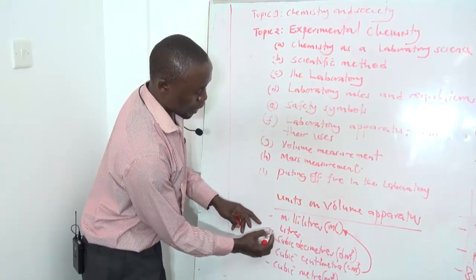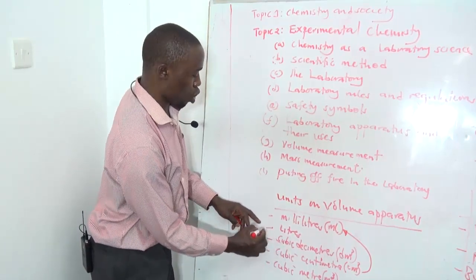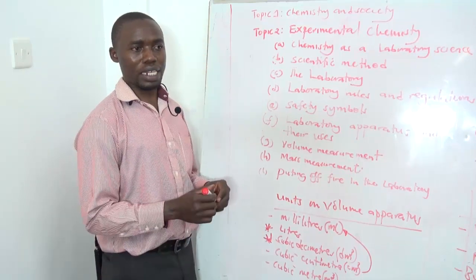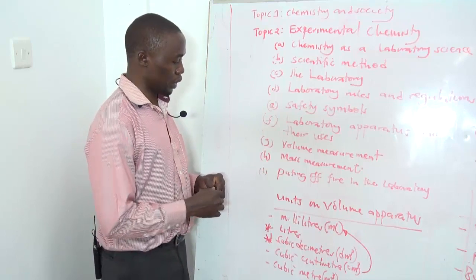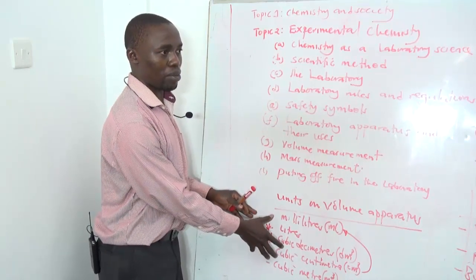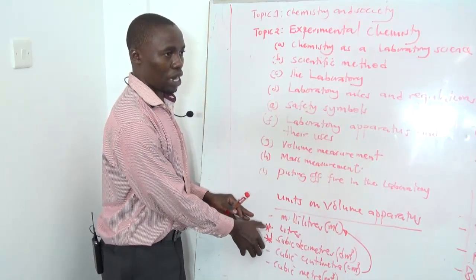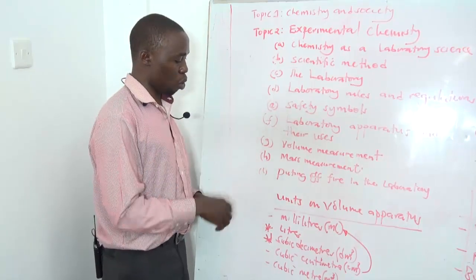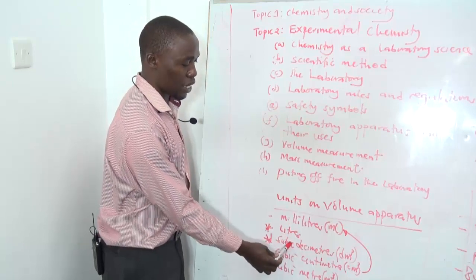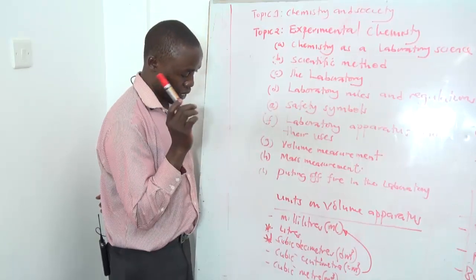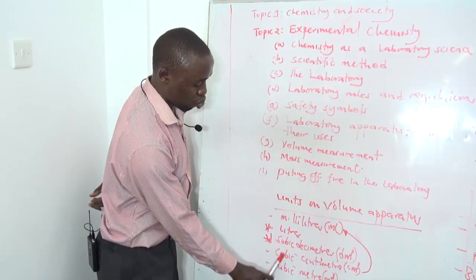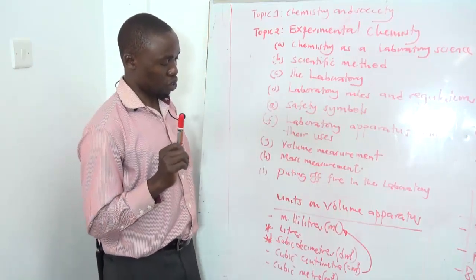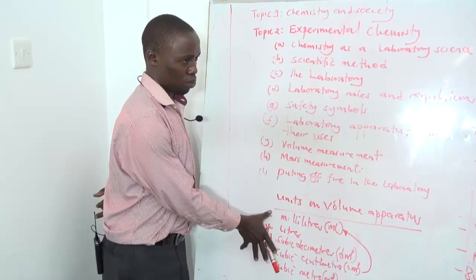Some are labeled in liters. For big apparatus, we always use liters and decimeters. Like our jerrycans of 20 liters, we don't say 20 centimeters cubed. You will always hear 20-liter jerrycan because those volumes are big. For big volumes, you use liters or decimeters cubed. Or sometimes they use cubic meters for large volumes. I think that's understood.